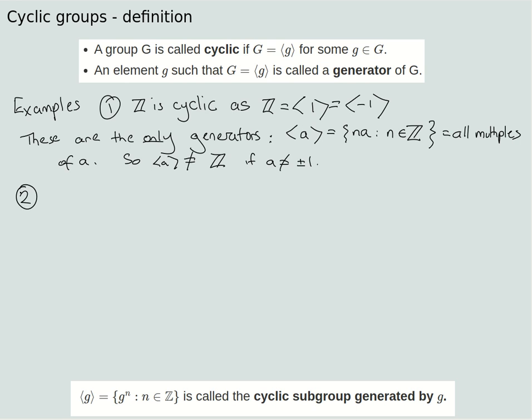Okay, example 2, let's look at the integers modulo n under addition, so Zn plus. Again, this is cyclic.